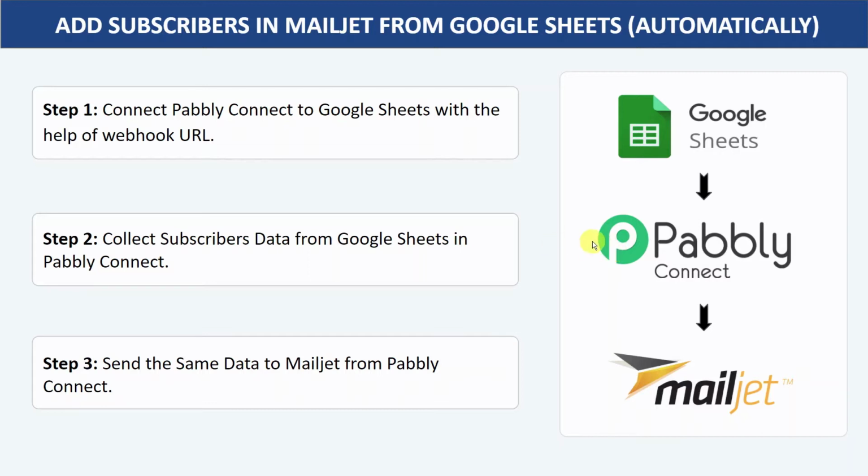In step 2, collect subscriber data from Google Sheet in Pabbly Connect. After the integration, all the subscriber data which we enter in the Google Sheet will be fetched by Pabbly Connect. And in the third step, send the same data to Mailjet from Pabbly Connect. The same data that is fetched from Google Sheets will be sent to Mailjet. So in just 3 simple steps, we are creating the integration between Google Sheets and Mailjet. The best part is it doesn't require any coding skills or programming knowledge.